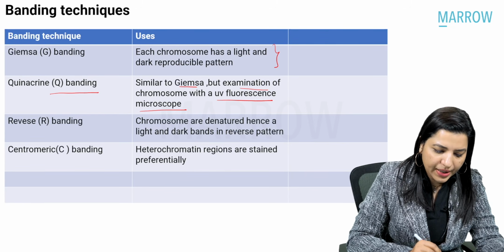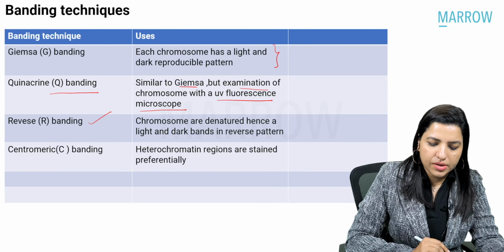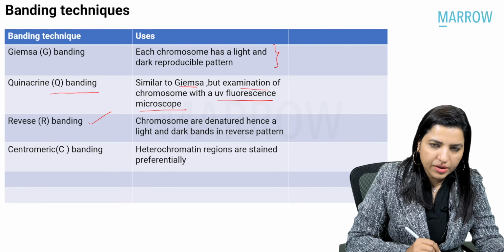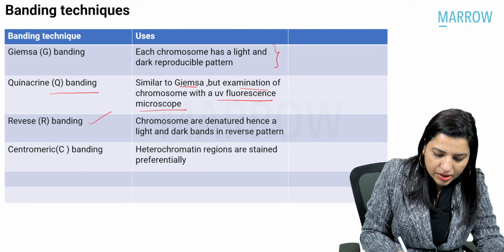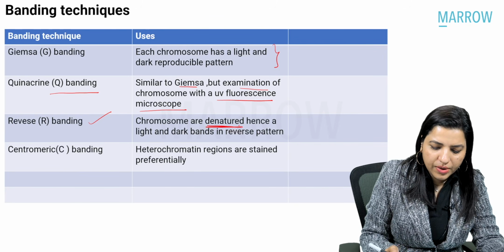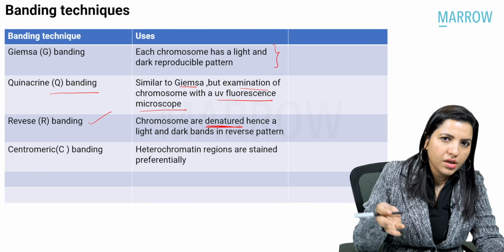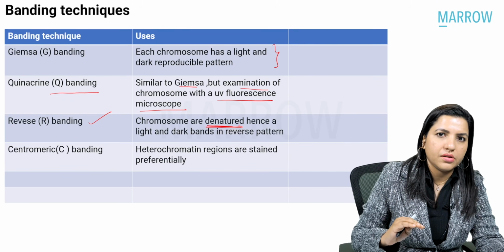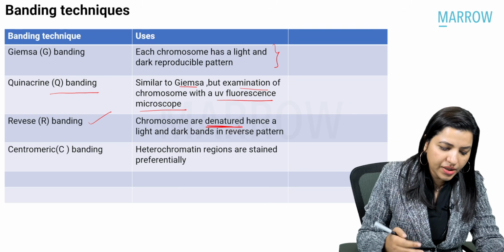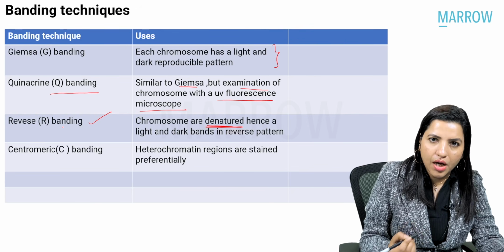Then reverse banding. In reverse banding the chromosomes are denatured. That is a difference here. Here the chromosomes are denatured, and hence the light and dark pattern is reversed. What we get as light in G banding will be dark in reverse banding, and hence the name R banding.